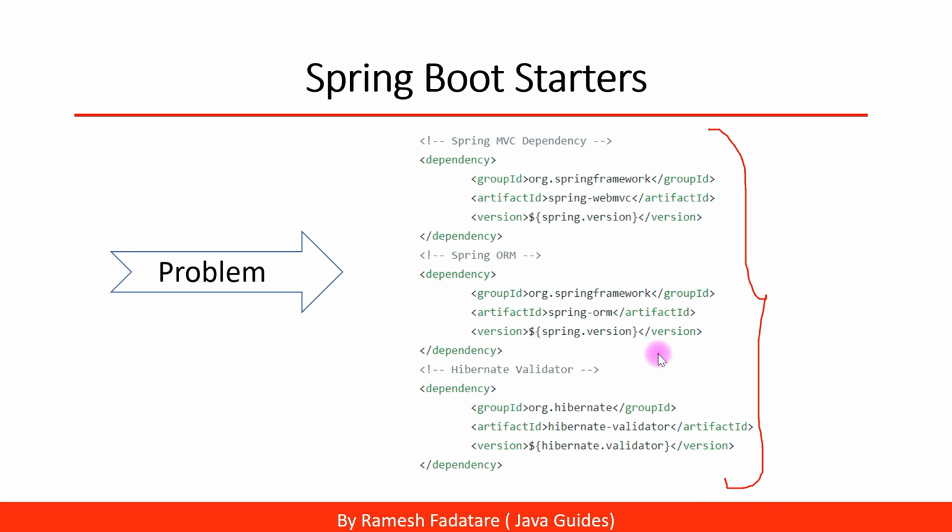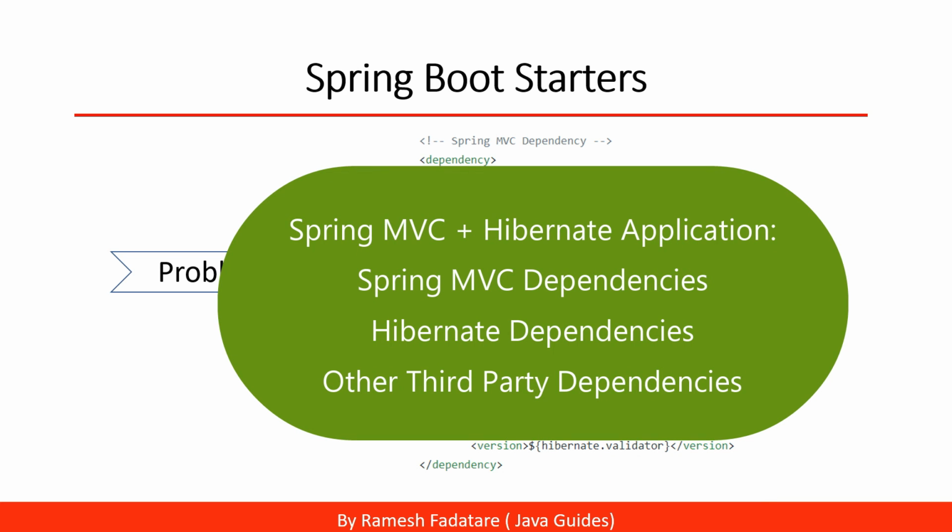And if you want to use other dependencies, for example a view layer, that is JSP or Thymeleaf, then you need to add a couple more dependencies. Basically, whenever we develop a Spring MVC application, we need to add a lot of dependencies, and we have to maintain compatible versions. If we are using Spring MVC with Hibernate, we need to maintain a compatible version between the Spring and Hibernate frameworks. And if we are using other third-party libraries, we need to maintain compatible versions as well.